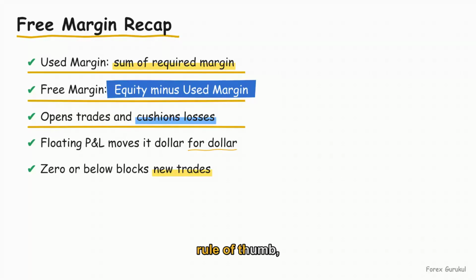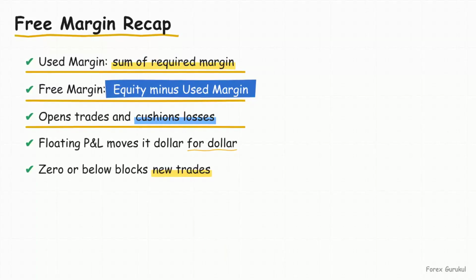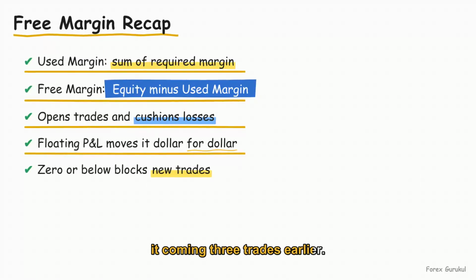Write this down as a rule of thumb. Amateurs watch their balance, professionals watch their free margin. Dana's locked out screen at the start of this? Now you know exactly why it happened, and you would have seen it coming 3 trades earlier.